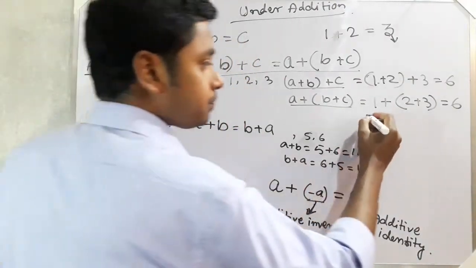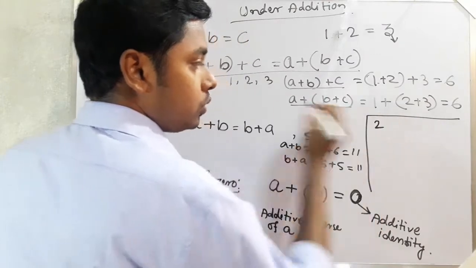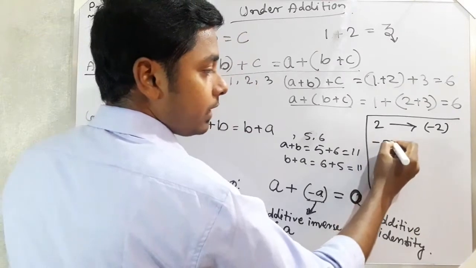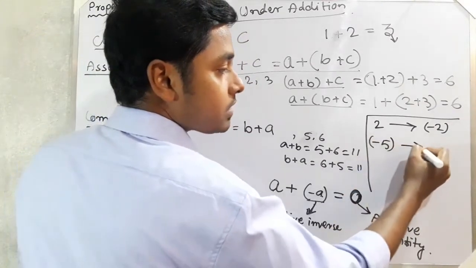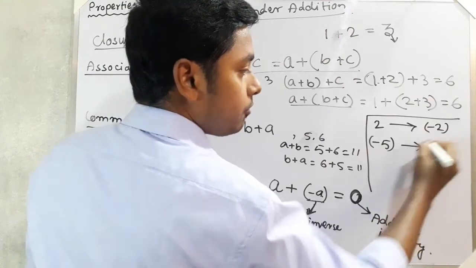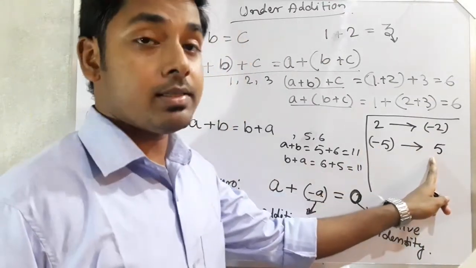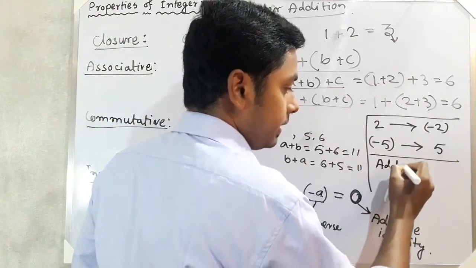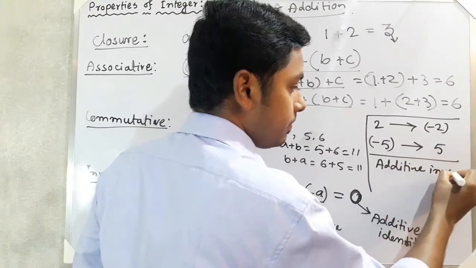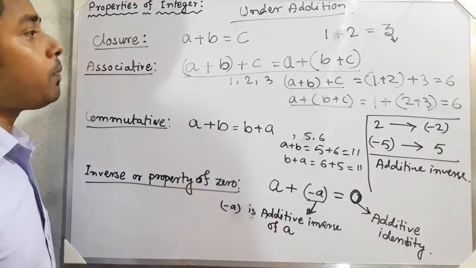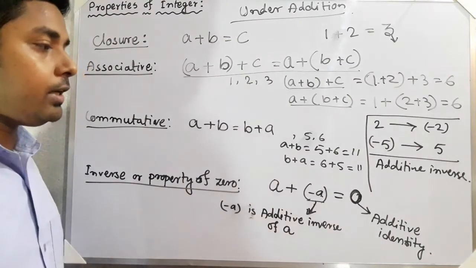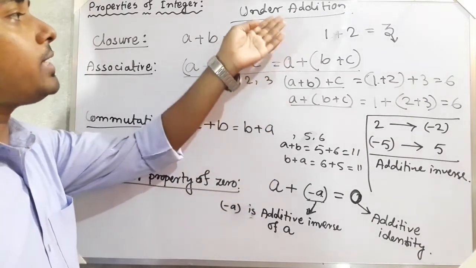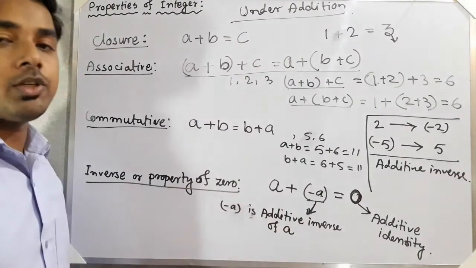So from here we can have some new types of questions. Suppose I am taking 2, and the additive inverse of 2 is what? Minus 2. Suppose minus 5, the additive inverse of minus 5 is equal to what? Only 5. Here minus, so here will be plus. Okay, so this is a very important term. So these are the properties under addition. First of all, pause the video to note it down. Then we will show the properties under multiplication.